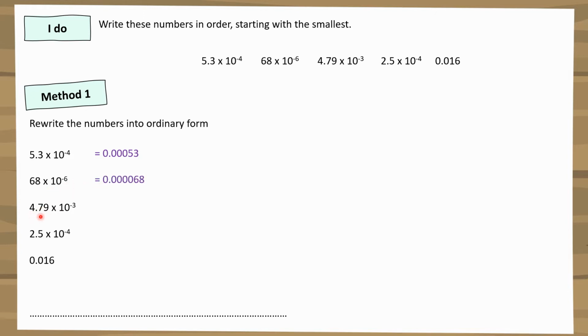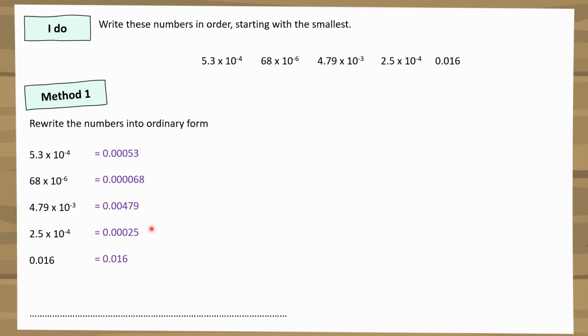Here I have 4.79 and I'm going to divide by 10 3 times. So I have this answer here. This one is 2.5 divided by 10 4 times and I get this. And this final one here, I don't have to do any work for this, it's already in ordinary form, but I am just going to write it underneath here so I don't forget about it.